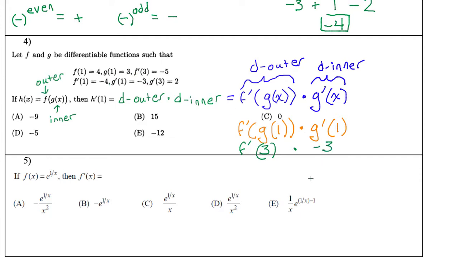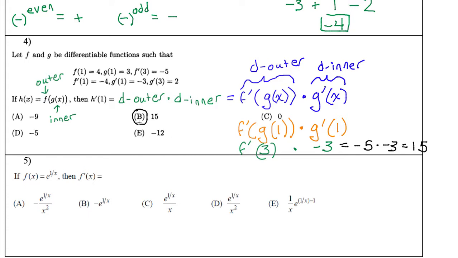The next question becomes, well, what is F prime of 3? If I look at this, F prime of 3 is right here, negative 5. So this is equal to negative 5 times negative 3, which is equal to a positive 15. Correct answer is B.